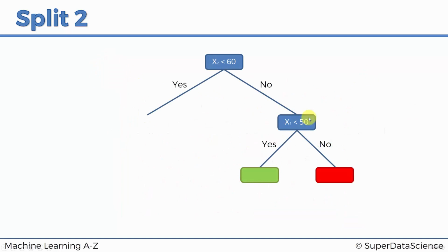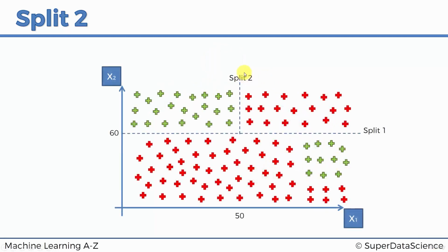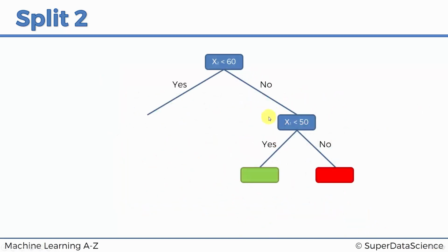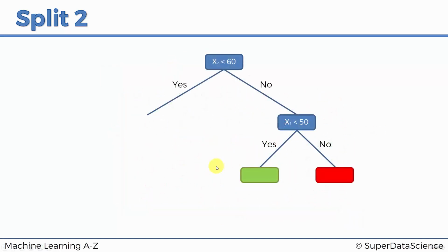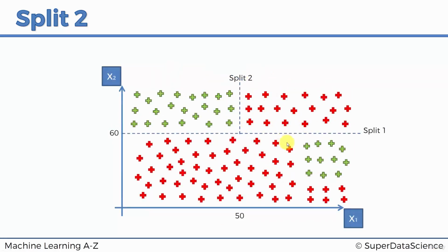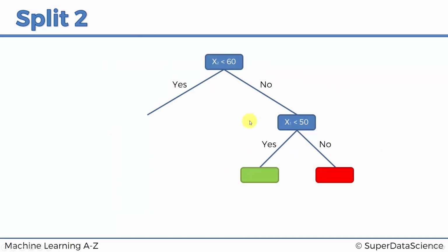Next is split 2, which only splits the data that is above 60 in the x2 variable. So let's have a look at that. We're only dealing with data that is above x2 equals 60, so it's over here. And now we're checking, as split 2 happens at 50 for the x1 variable. So here we go, x1 is less than 50, yes or no. And here you can see that right away, this split already can tell us whether something is green or red. If we're already above 60 and then below 50, then it's green, which we can see here. If we're above 50, then it's red, which we can see here. So that's how this classification works.